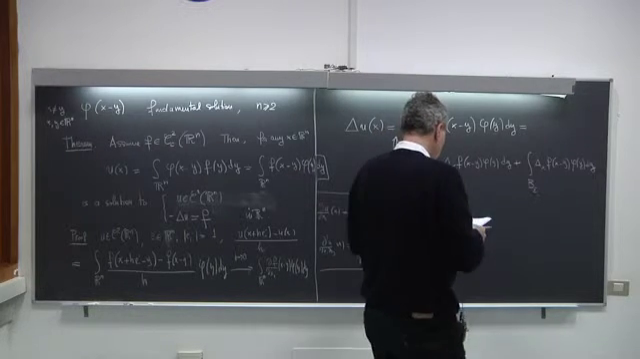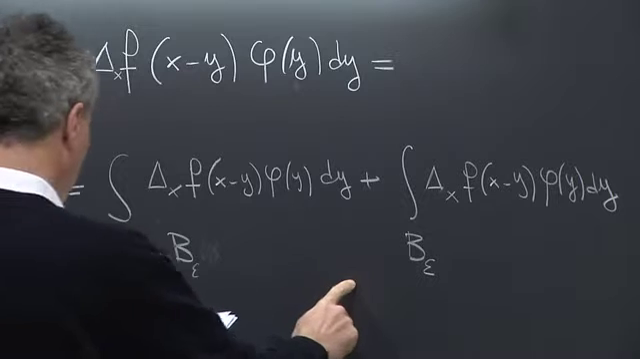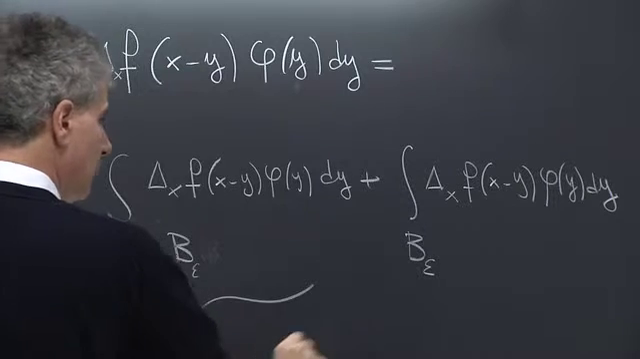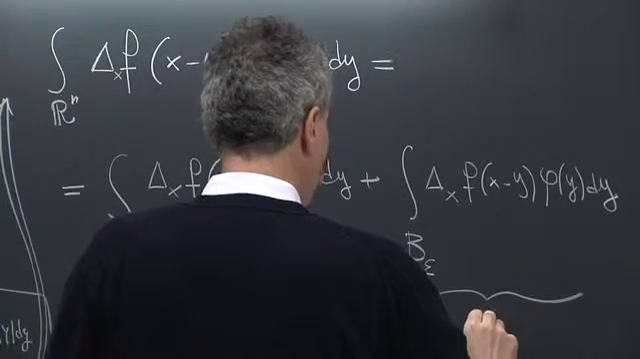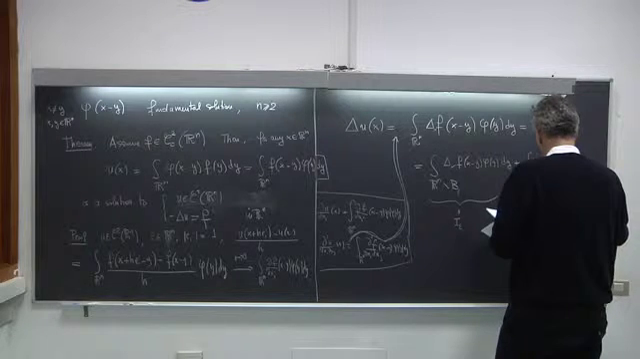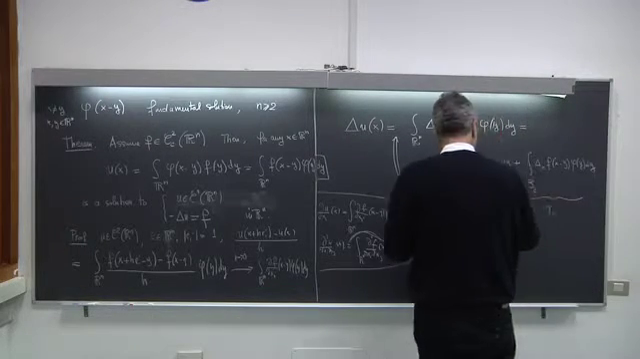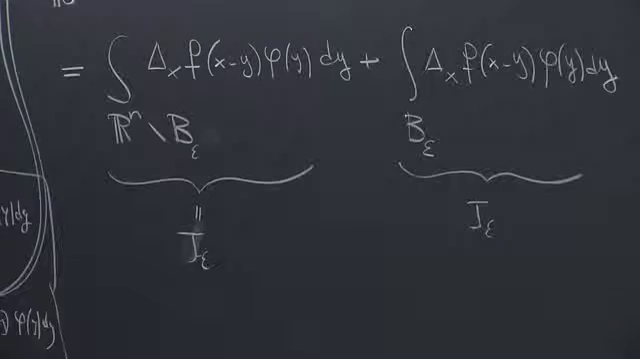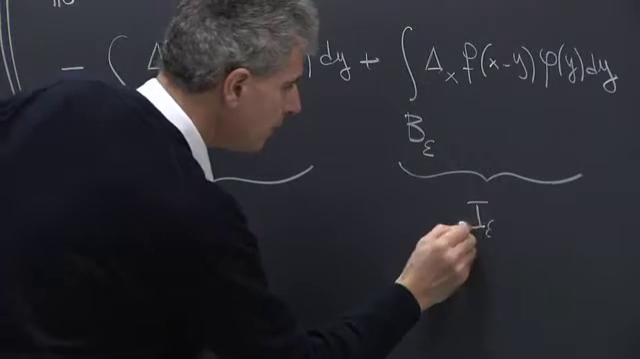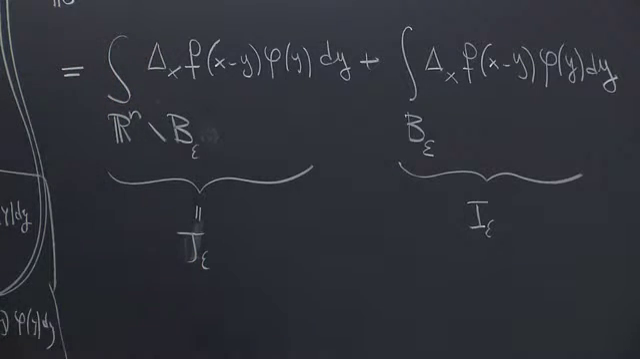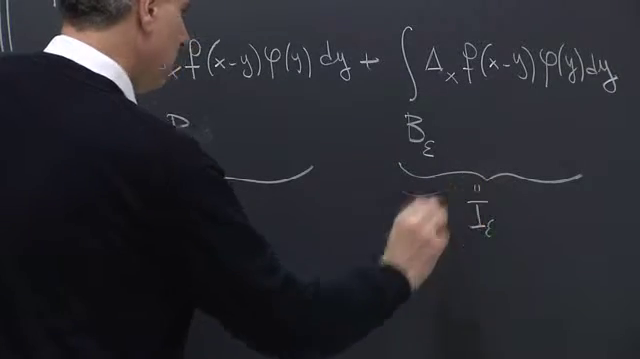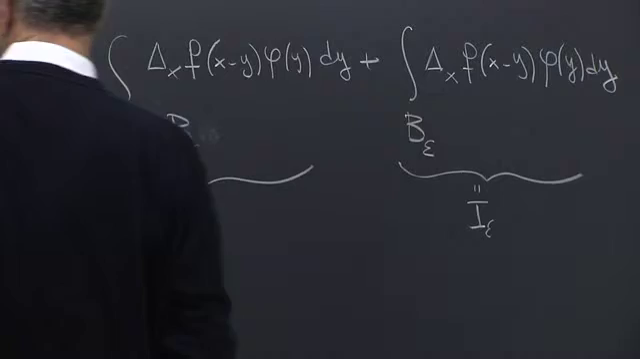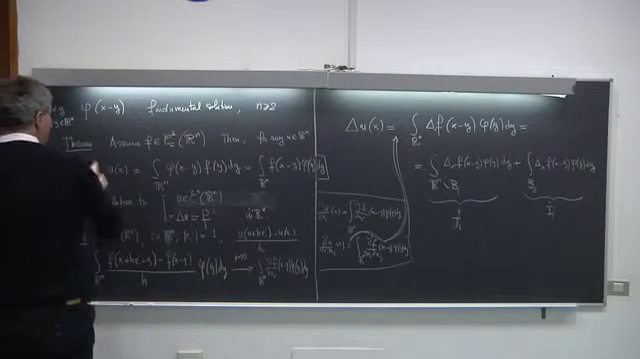So now let me follow the notation. I call this I epsilon, and this J epsilon. No, sorry, this is I epsilon, my notation, and this is J epsilon. Now, what about I epsilon? We can start to estimate I epsilon as follows.